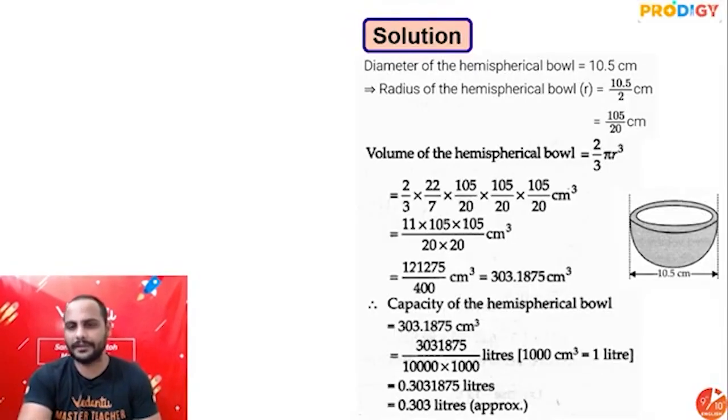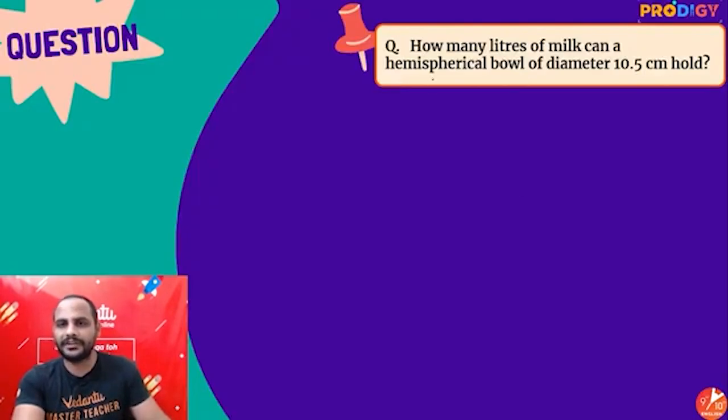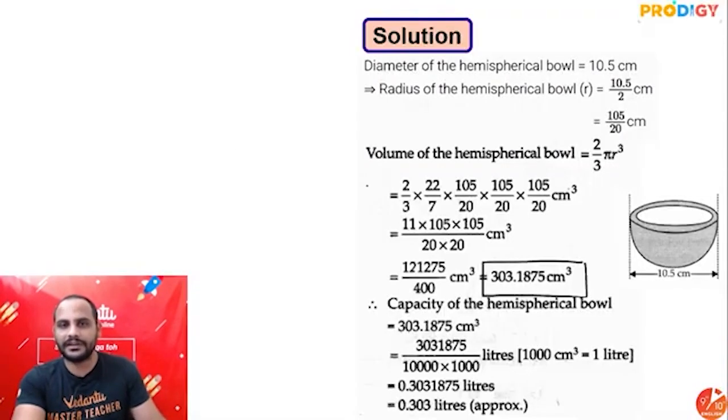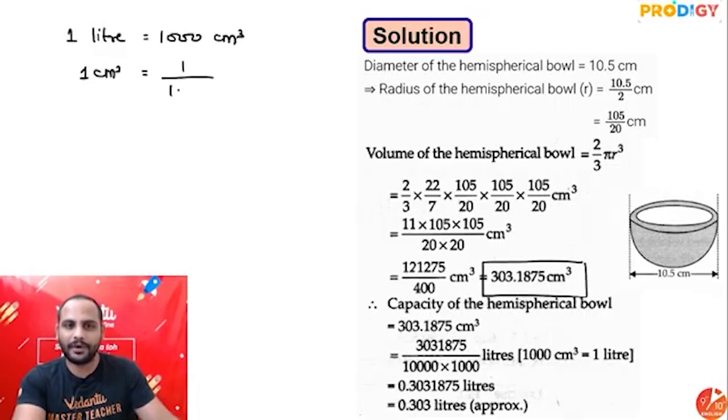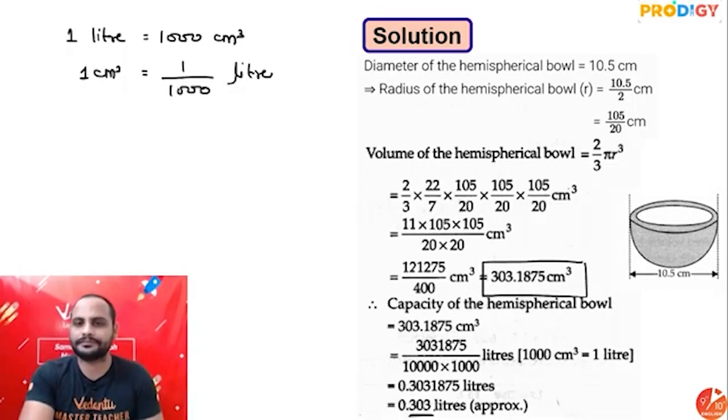One more thing. Important thing over here is that this volume you'll be getting in centimeter cube, but it is asking you in liters. So understand the conversion that 1 liter is equal to 1000 centimeter cube. So 1 centimeter cube will be equal to 1 upon 1000 liter. So whenever we have to convert centimeter cube into liters, divide by 1000. If we divide it, it will be around 0.303. Calculation, you have to take care of it.